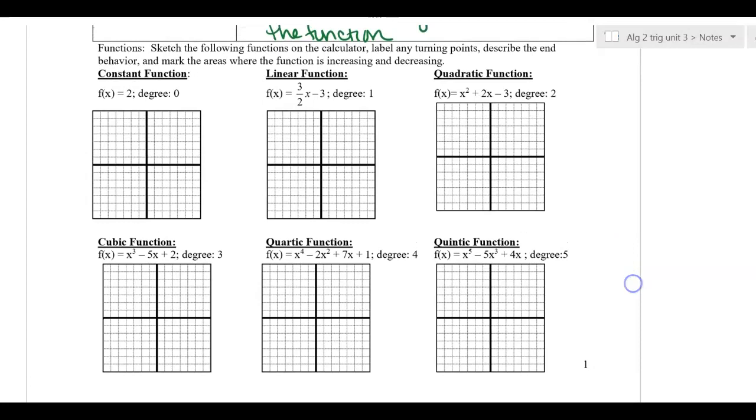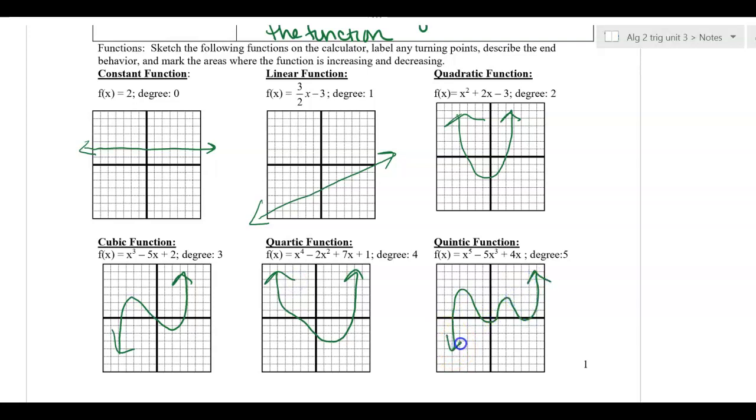You should have graphed these on Desmos to get an idea of how they behave. I'm going to sketch them, and they're not going to be perfect, but you should generally have the same shape. So here is your constant. Then you had a line with a positive slope, a quadratic, a cubic, a quartic, and a quintic, a function of degree 5. Again, these aren't perfect. You have more exact sketches from your Desmos, but their behavior was something like this.